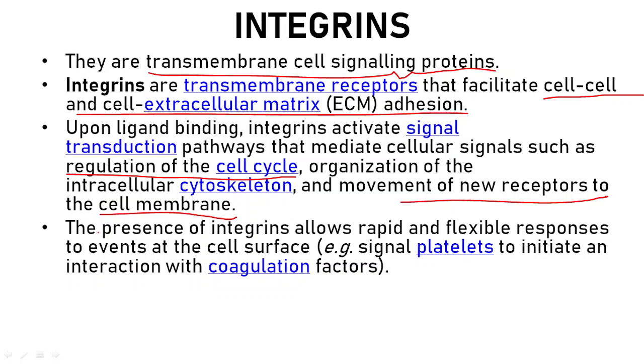The presence of integrins allows rapid and flexible responses to events at the cell surface. For example, they signal platelets to initiate an interaction with coagulation factors. In coagulation of blood, platelets are trapped in the fibrin network, and this is initiated by the integrins at the site of the wound.